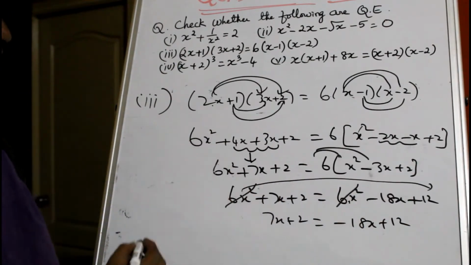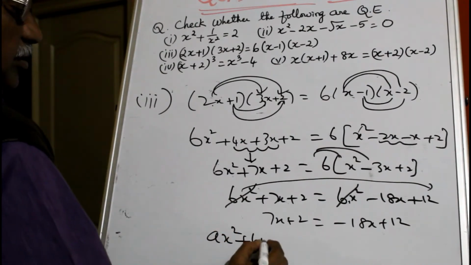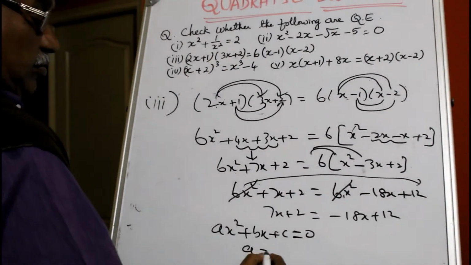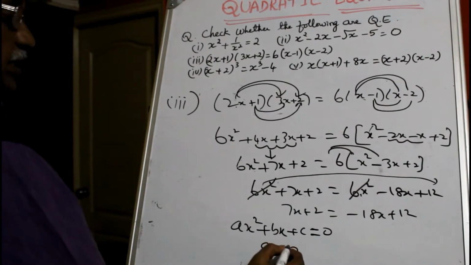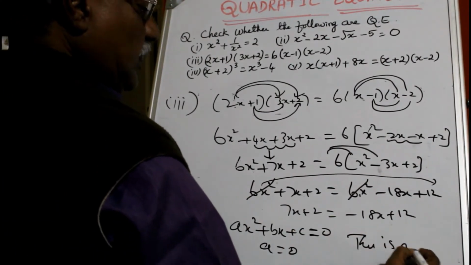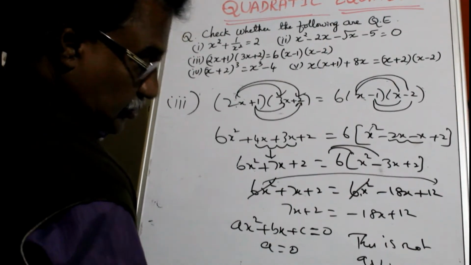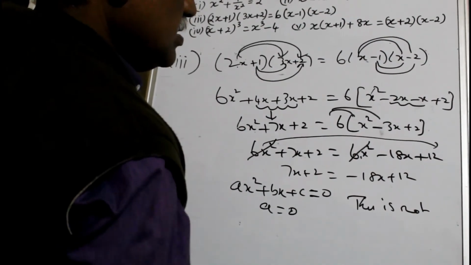X squared has vanished. So this is not of the form ax squared plus bx plus c. Because a has become what? 0. There is no x squared term. No x squared term means a is equal to 0. Therefore, this is not a quadratic equation.